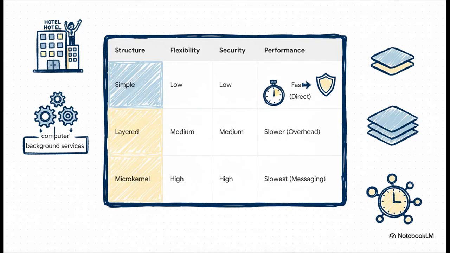And this table just lays it all out perfectly. It's all about those trade-offs, right? A simple structure is fast because there's no overhead, but it's not flexible or secure. The layered approach adds some overhead, but you gain modularity. And the microkernel? It's the most secure and flexible of the bunch, but all that messaging back and forth between services can slow things down. There's just no single perfect answer.